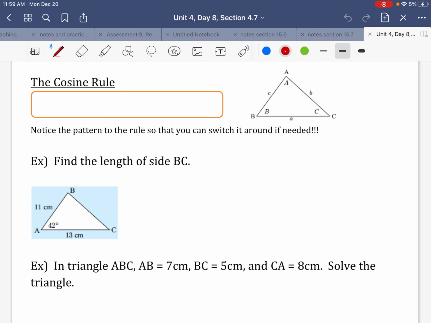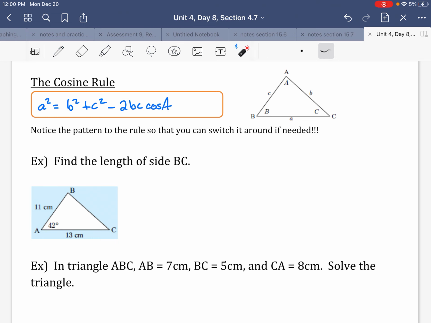All right, so here we go with the cosine rule. First of all, let me write down what the rule is, then we'll talk about it. It goes like this: a squared equals b squared plus c squared. Notice that when you have a on one side, b and c are together on the other side, then minus 2bc. So the same two variables that are here also go with the 2. And then finally you have cosine of angle A.